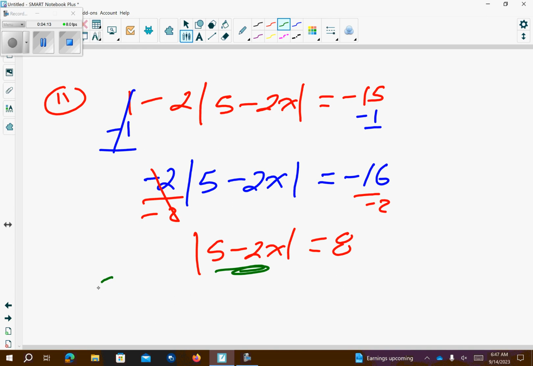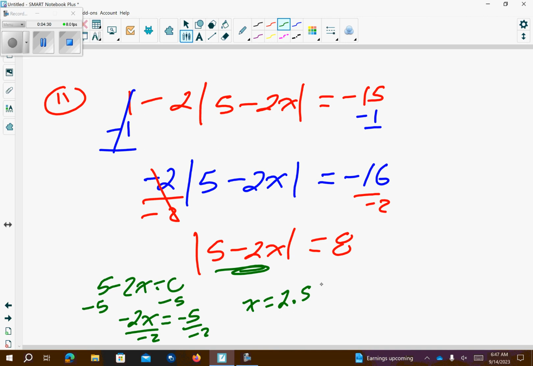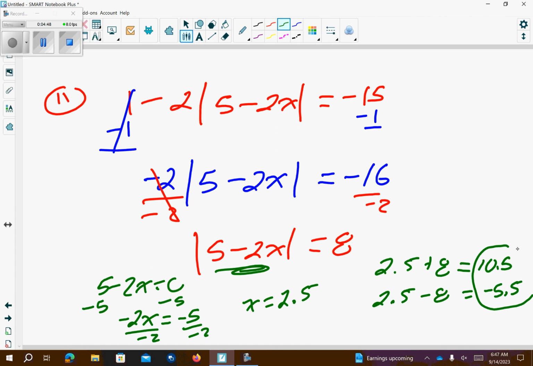Take what's inside the absolute value, set it equal to 0, and solve it. So I'll subtract 5 because it's positive 5. Divide by negative 2. So x equals, it's positive, so 5 divided by 2 on a calculator is going to be 2.5. So we're going to go 2.5 plus 8 and 2.5 minus 8. So that's going to give me 10.5, and that's going to give me negative 5.5. There's my two answers. Again, use a calculator to get these, okay?